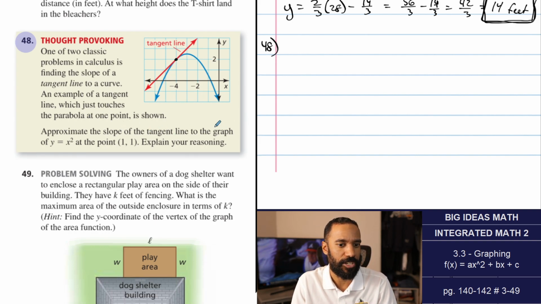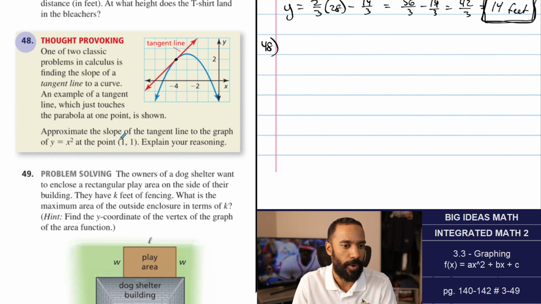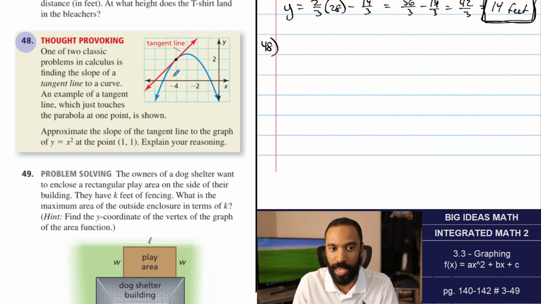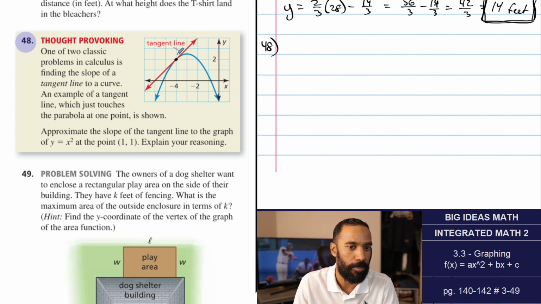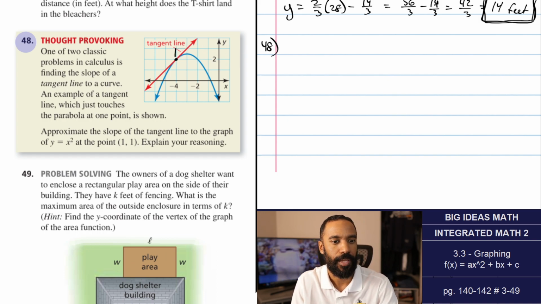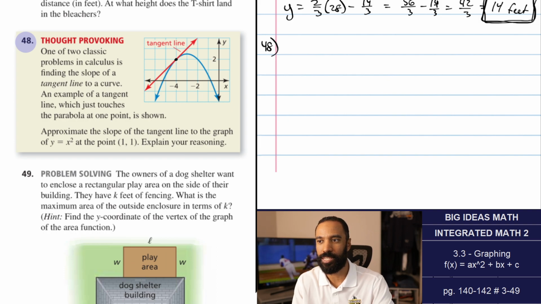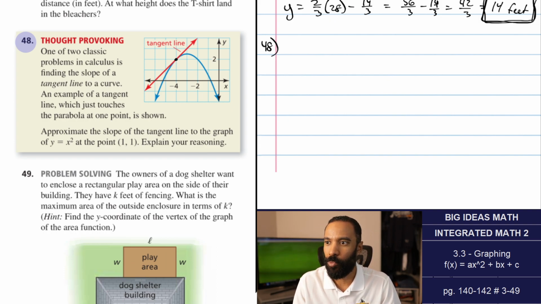Approximate the slope of the tangent line to the graph of y equals x squared at the point (1, 1). Explain your reasoning. So this is an example. This is not the one we refer to. But if you notice here, this slope would be approximately up 1 over 1 like that. That slope would have been 1.